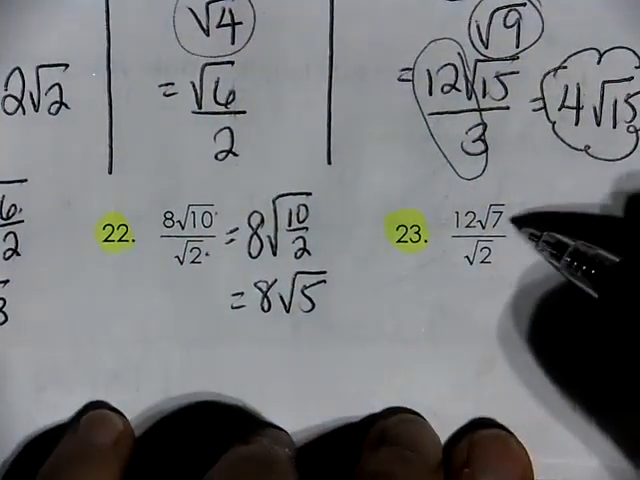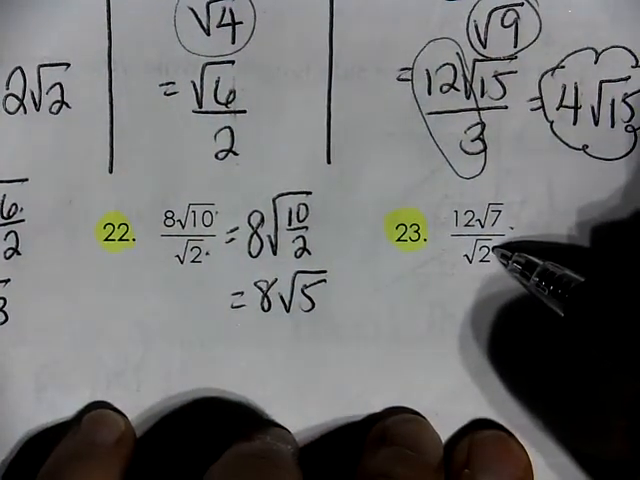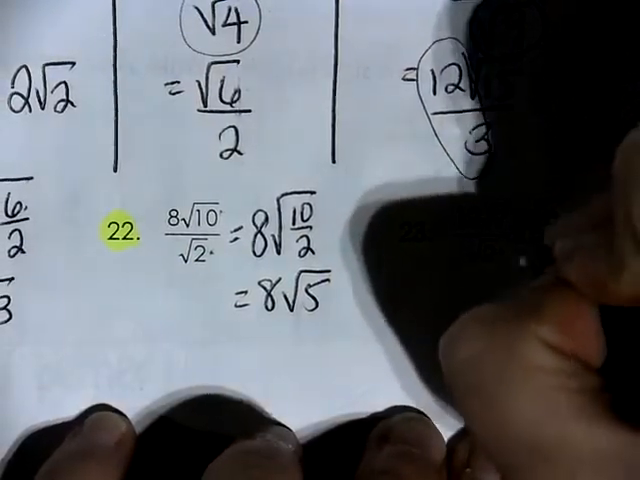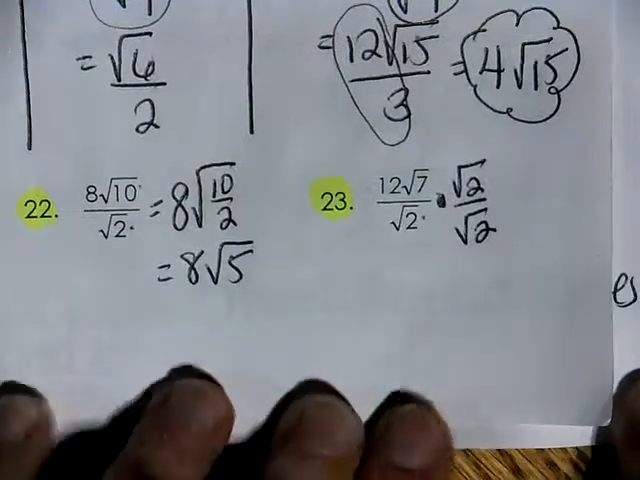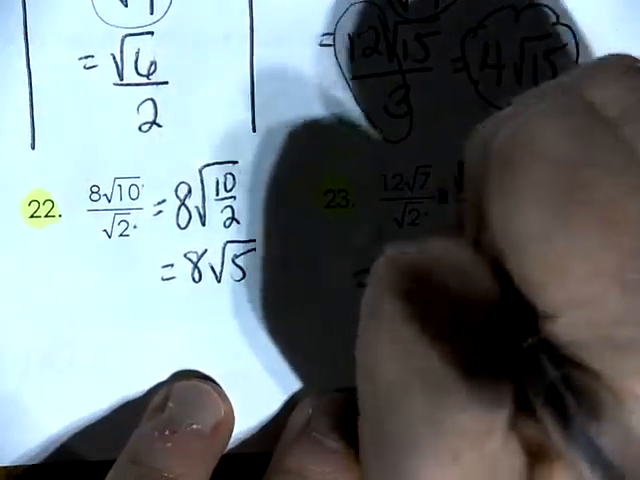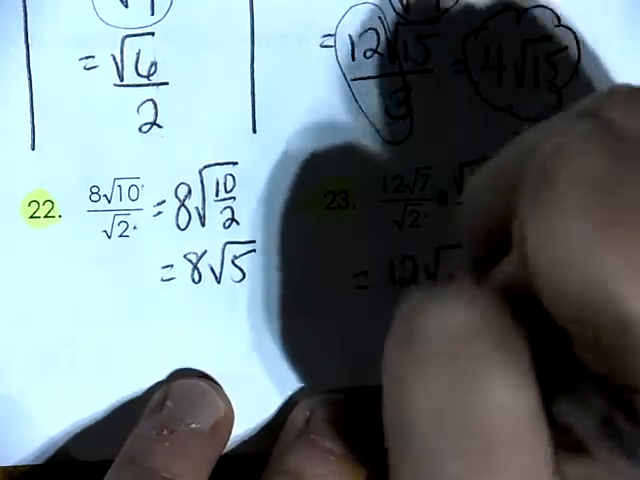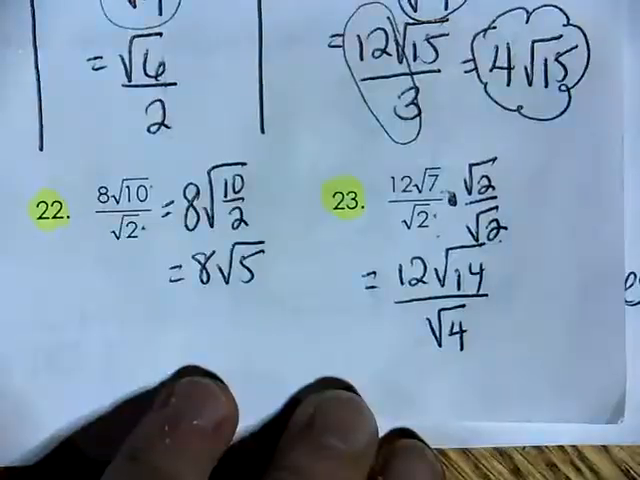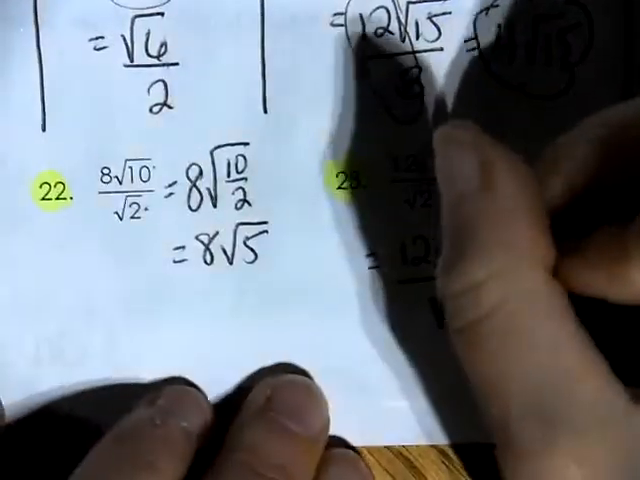And finally, 7 and 2 are not related to each other. So that means I need to multiply both the numerator and the denominator by the square root of 2. So this becomes 12 times the square root of 7 times 2, which is 14, divided by the square root of 2 times 2, which is 4.